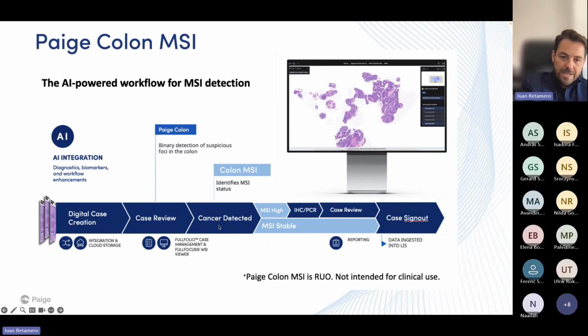Now, assuming that the output of this AI tool is stable, then the patient would go straight to case sign out. But if the result is positive, then this patient should go for downstream molecular testing or immunohistochemistry testing to finalize the case. But the idea is that the screening tool is embedded within the diagnostic pathway. So every single patient that gets diagnosed using the workflow would be screened for potential MSI high status.